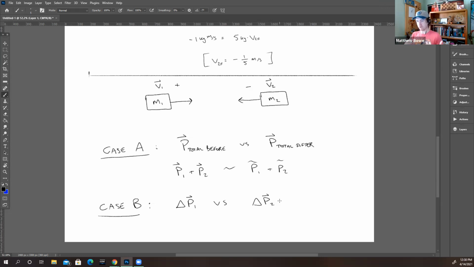So however one car changes, remember this delta sign, so that would be like P1 final minus P1 initial, like that. So this is the second case. This is the other way to analyze this collision before and after. Final minus initial.